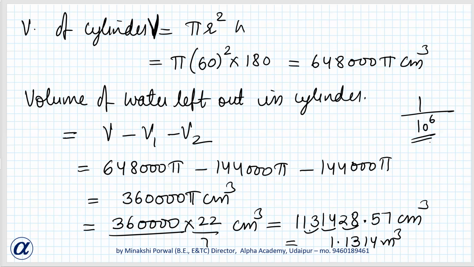We divide centimeter cube by 10 to the power 6 to obtain meter cube, because centimeter cube comprises 3 dimensions: centimeter into centimeter into centimeter. So if we are converting each to meter, we divide by 100 three times, that is 10 to the power 6. So this is the answer.